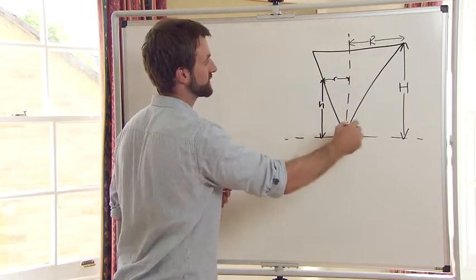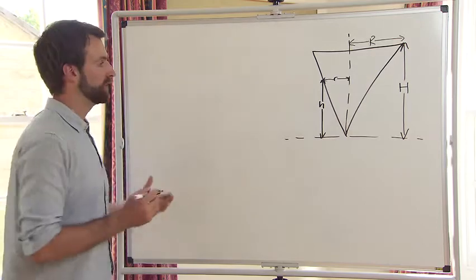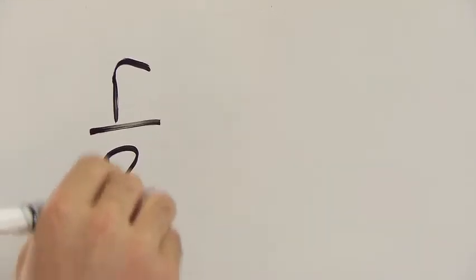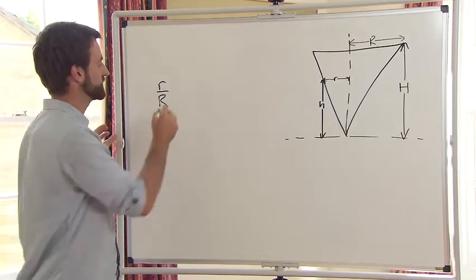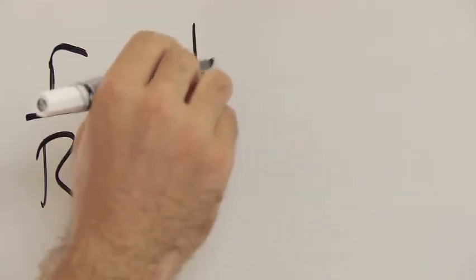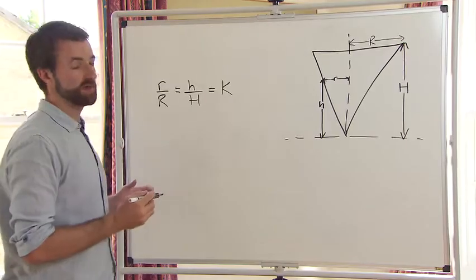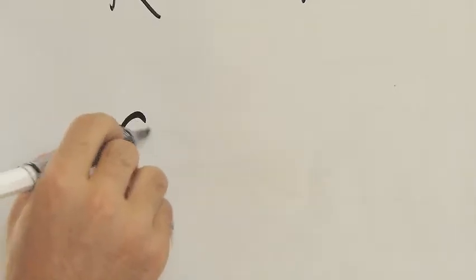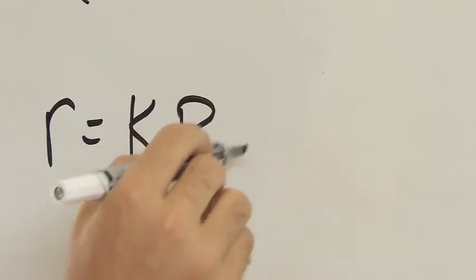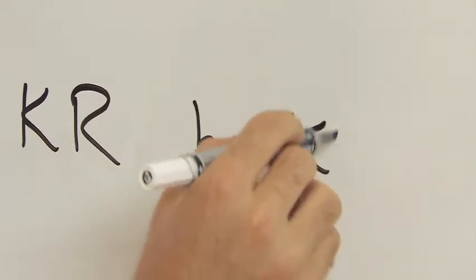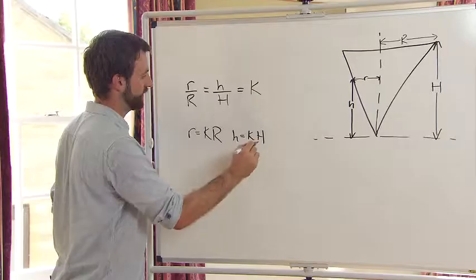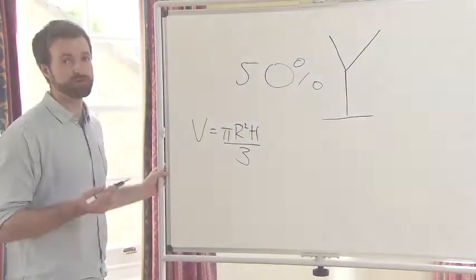Now these two triangles are similar to each other, so what we can do is write down a formula like this. So little r over capital R, the ratio of the new radius to the old radius, is equal to the ratio of the new height to the old height, which is equal to some constant k. And what we can do then is r equals k times capital R and h equals k times capital H. Okay, so far so good.